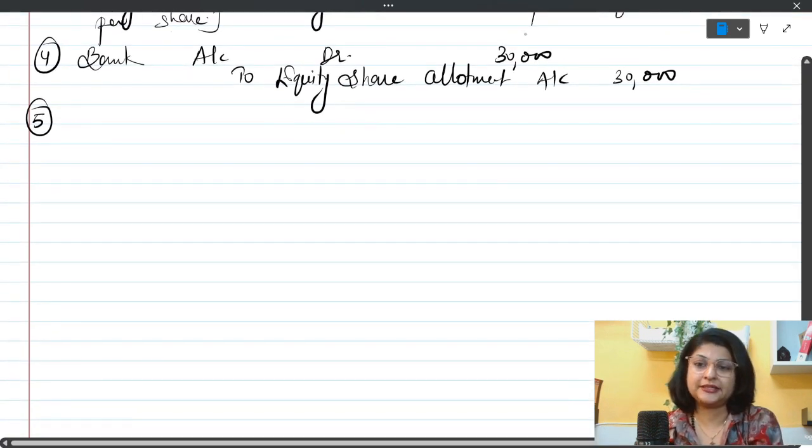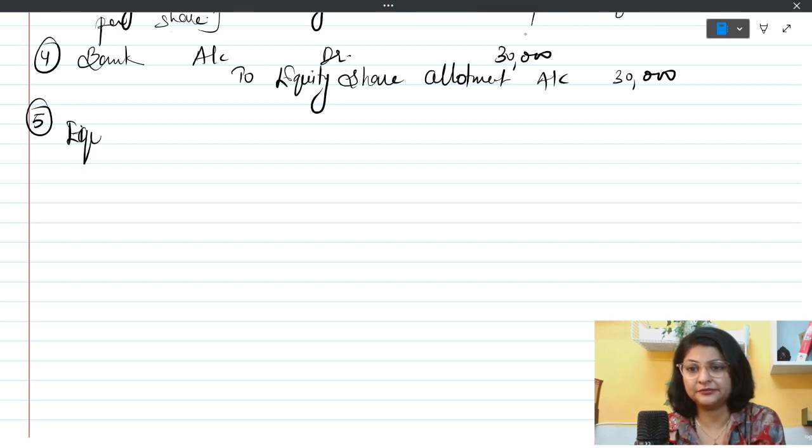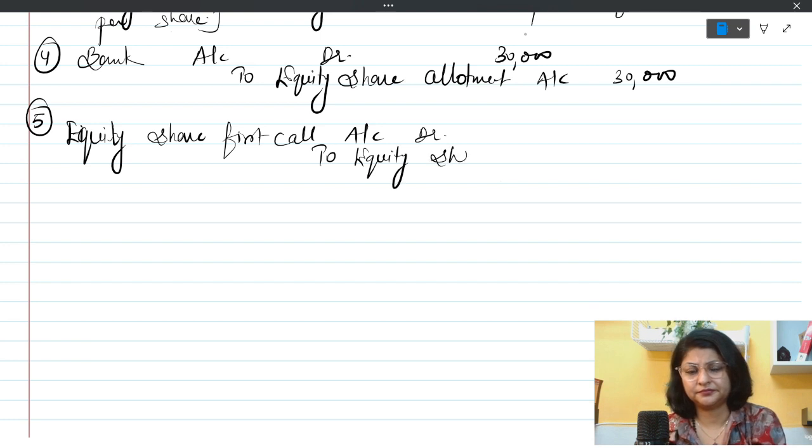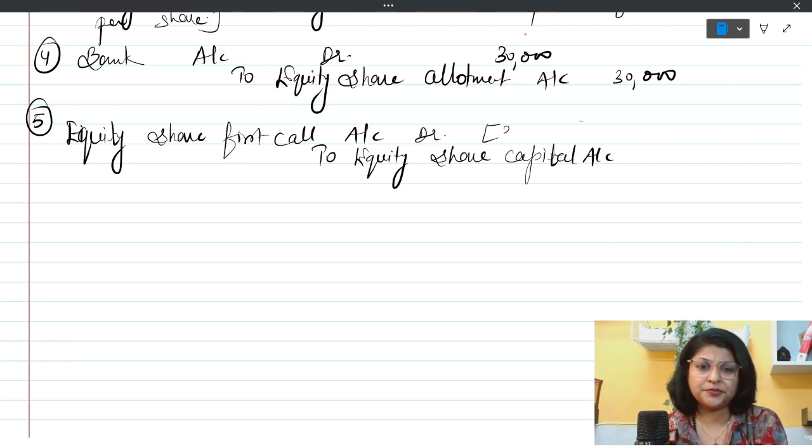We are going to write the first call due entry. So the entry is equity share first call account debit to equity share capital. Here we are going to write down rupees 30 multiplied by 1000 shares. So it is 30,000.